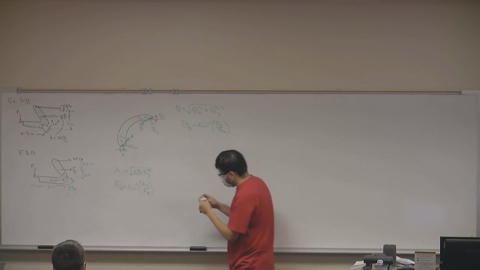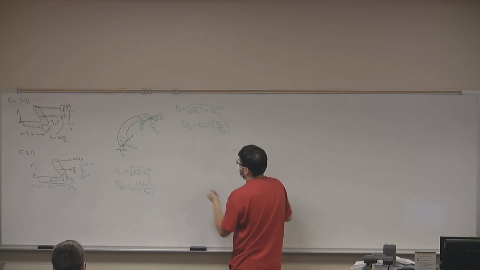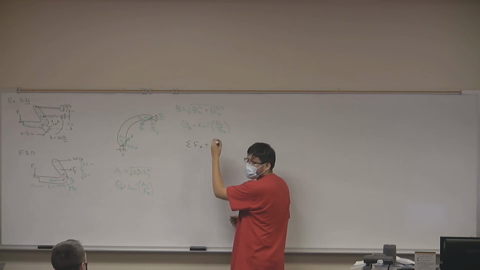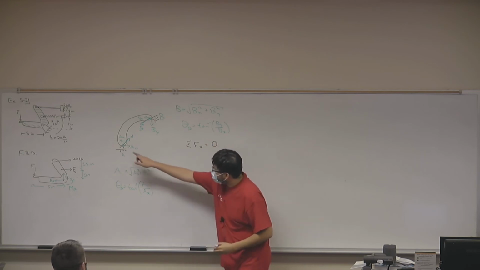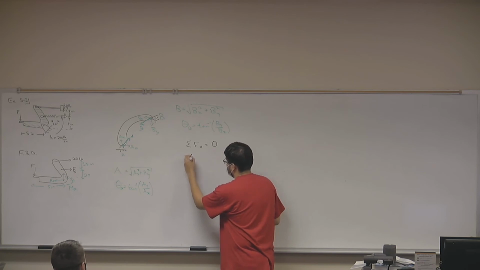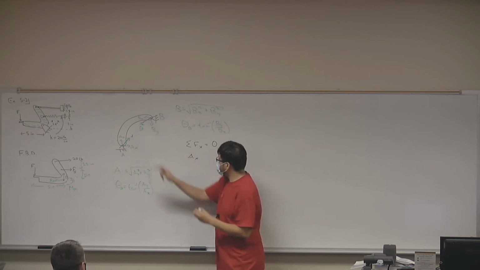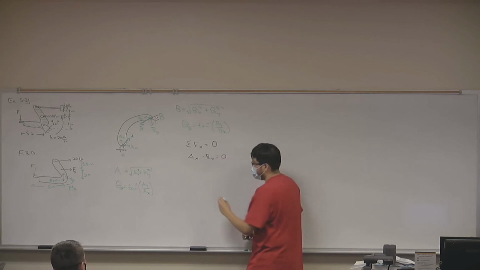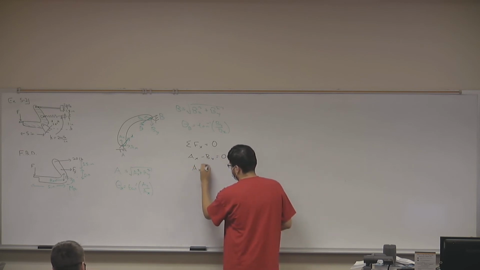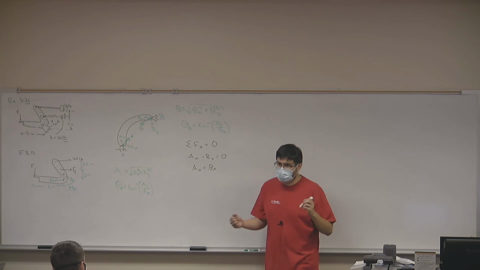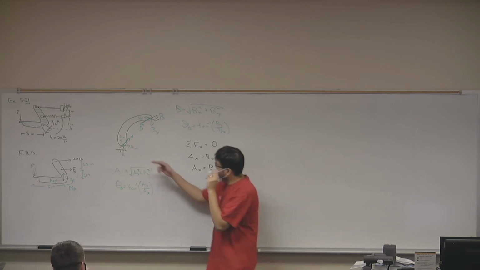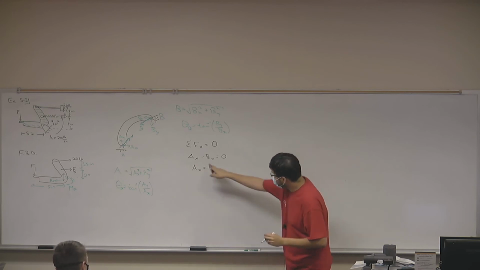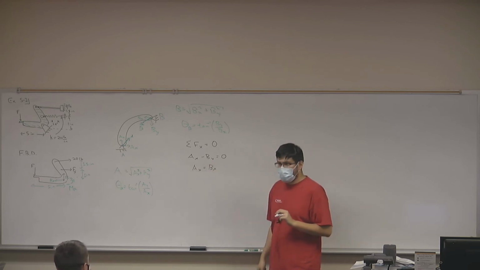If I were to apply the equations of equilibrium, let's see, I have the sum of forces in the x direction equals 0. I have force AX, I have a force negative BX, equals 0. So AX equals BX. Because it's a two-force member, these are the only forces acting in my system. They're equal to each other, but notice that they're equal by acting in opposite directions.